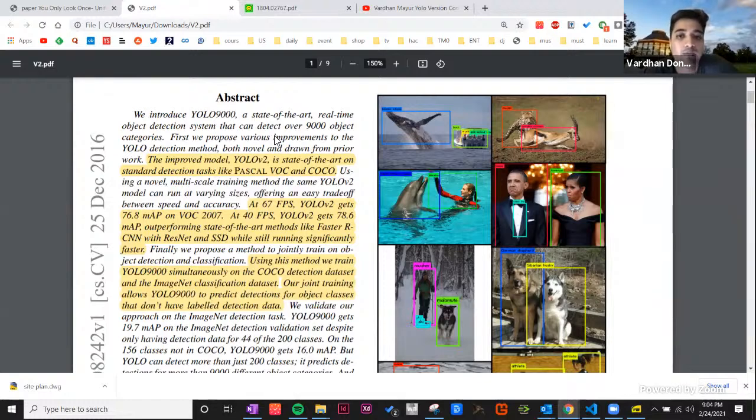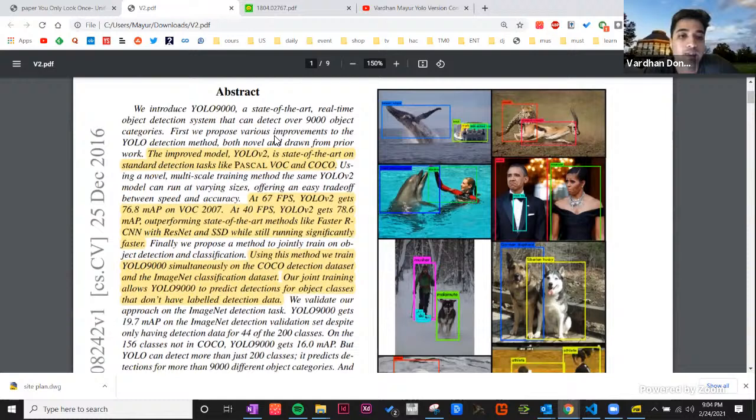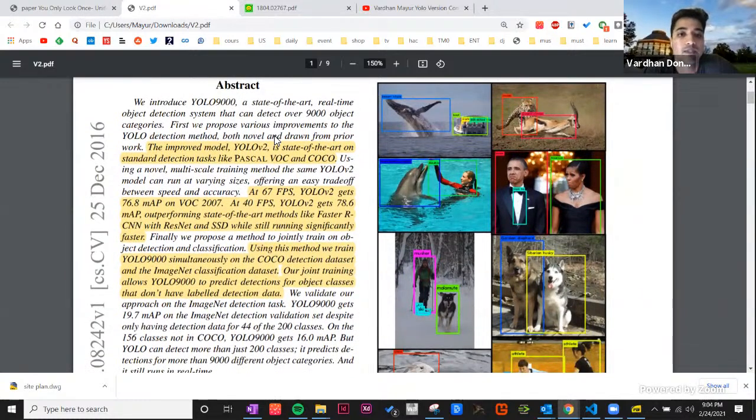Just to break it down for anyone who is not so familiar with these terms: you have these videos that are running at 67 frames per second, and on those videos V2 has a mean average precision, that is mAP, of 76.8. By mean average, you have the precision per class, and if you take the mean of the precision across all the classes, you get the mean average precision.